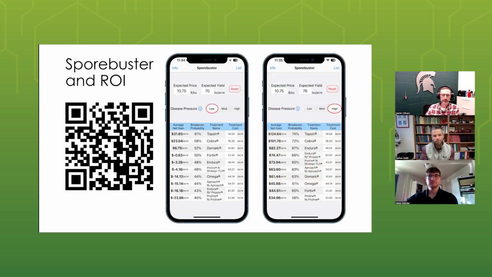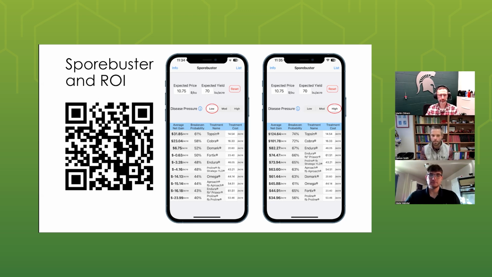The other conversation that's coming up this season is just return on investment. Margins are really tight, and really trying to understand what are the break evens and what are my estimated return on investments if I make a particular fungicide application. And we actually have a tool that can help you with this. It's called Spore Buster. It's a smartphone application. That QR code will take you to this tool as well.